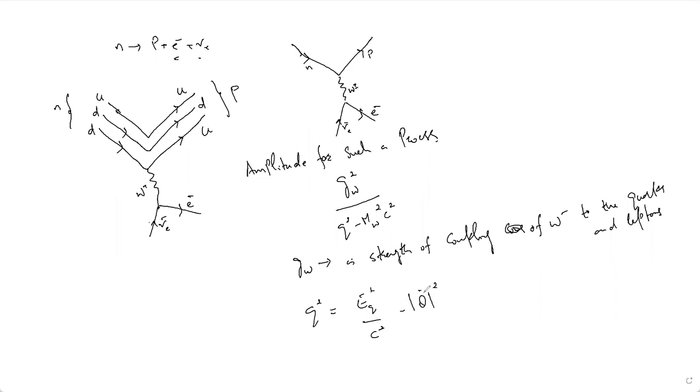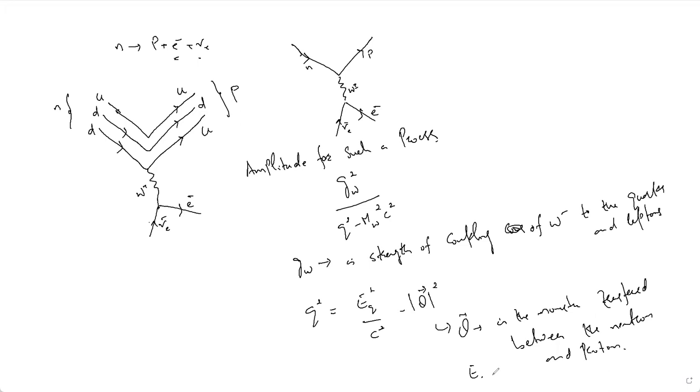Okay, now you might ask, what is this Q squared and what is this E_Q squared? This Q is the momentum transferred between the neutron and the proton, and E_Q is the energy transfer.